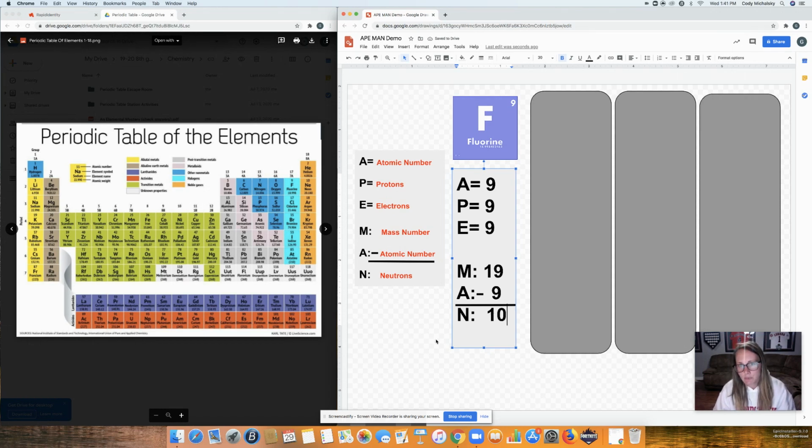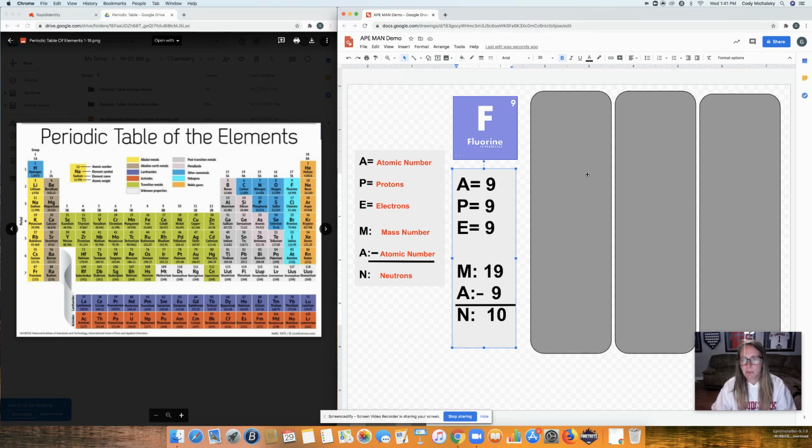Okay? So let me review that real quick. Fluorine has an atomic number of 9. That means it has 9 protons and 9 electrons. It has a mass number of 19. We rounded this bottom number up. And then again, the atomic number is 9. You subtract these to find the number of neutrons, which is 10.